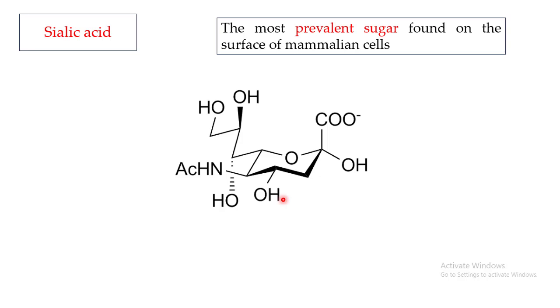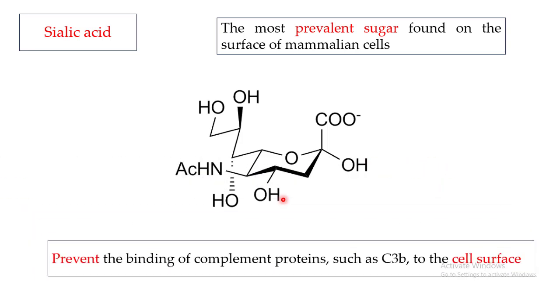Now, the sialic acid works as a protective layer, and it prevents the binding of the complement protein, such as the C3b, to the cell surface. And when the C3b is not allowed to bind to the surface of the mammalian cells, or you can say the interaction of the C3b to the mammalian cell is very poor, thereby the complement activation cannot take place on the mammalian cells, and only the cells of the pathogen are degraded or killed.